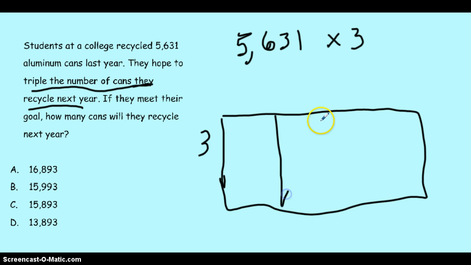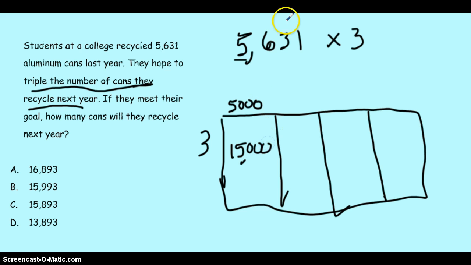So we're going to have, there are 5 place values here. Oh, excuse me. There are 4 place values. The first one is a 5 in the thousands. So we will multiply 3 times 5,000, which is 15,000. The next place value is 6, but that's in the hundreds, so that's 600. And 3 times 600 is 1,800. The next place value is 3 tens, which is 30. Okay, which is 3 times 30 is 90.